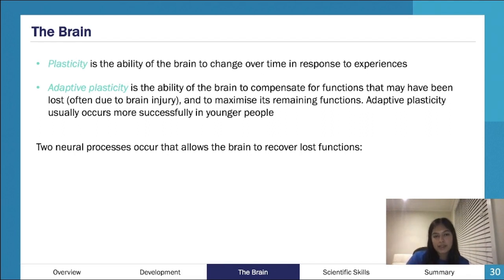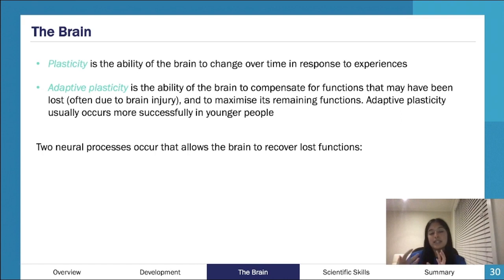Adaptive plasticity, as the name suggests, is adaptive. You're adapting for something. You're compensating. So if you have a certain region of the brain that is damaged, the brain adapts and other areas of the brain essentially take on that role.